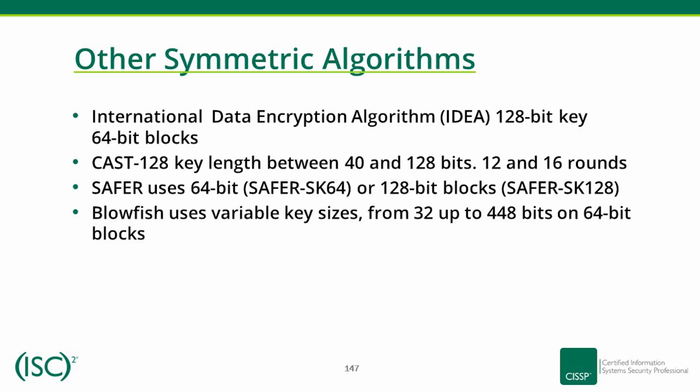CAST-128: key length between 40 and 128 bits, 12 and 16 rounds. SAFER uses 64-bit blocks, SAFER SK64, or 128-bit blocks, SAFER SK128. Blowfish uses variable key sizes, from 32 up to 448 bits, on 64-bit blocks.